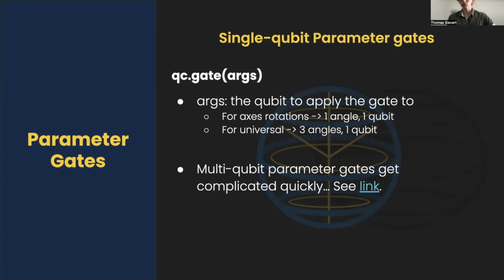Now, there are multi-qubit parameter gates. They get complicated really quickly, and it's well beyond the scope of this lecture as well as lecture 4. Maybe we'll talk about them right at the end of lecture 4. But I put a link in this slide to a page on Qiskit that gets more into them. So if you're curious and you want to learn more, you can follow that link.